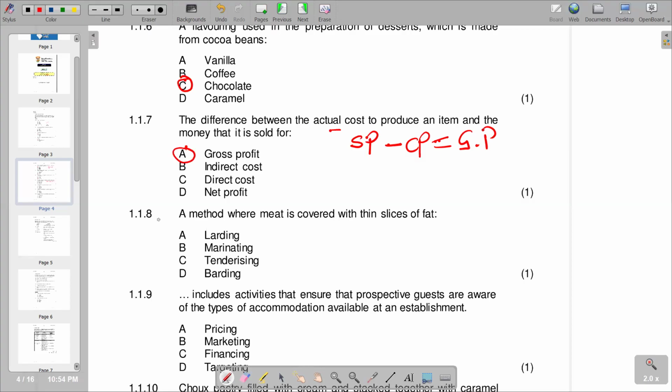Then number 8, a method where meat is covered with thin slices of fat. We see that the correct answer that we have is barding, which is D.